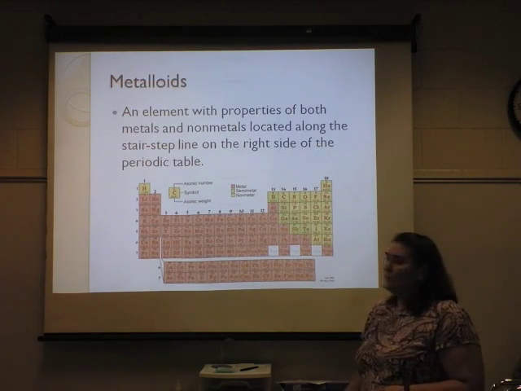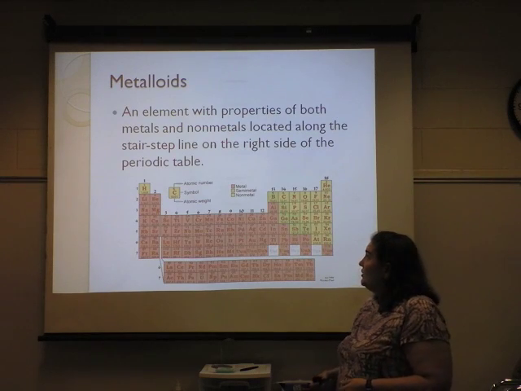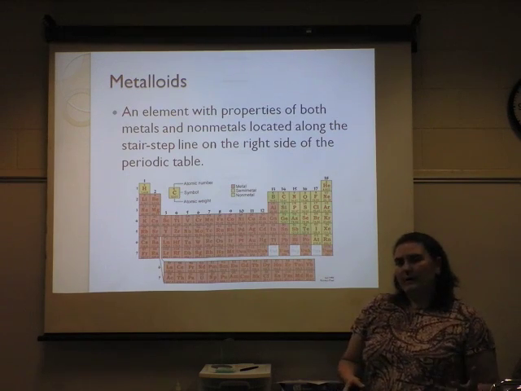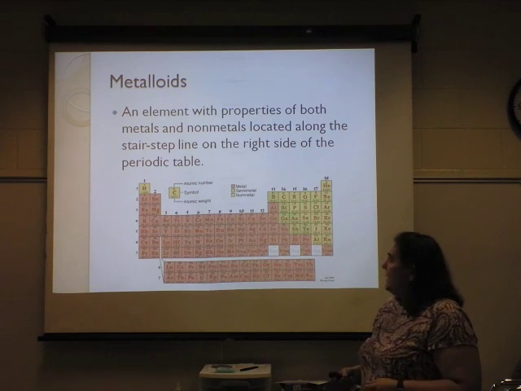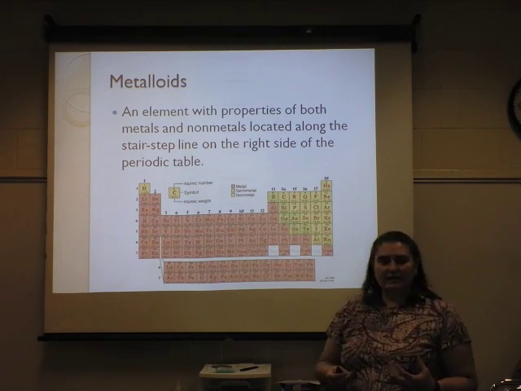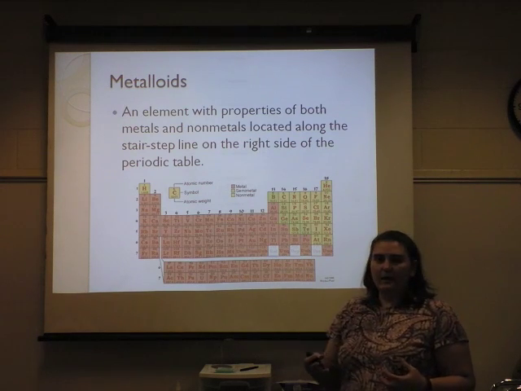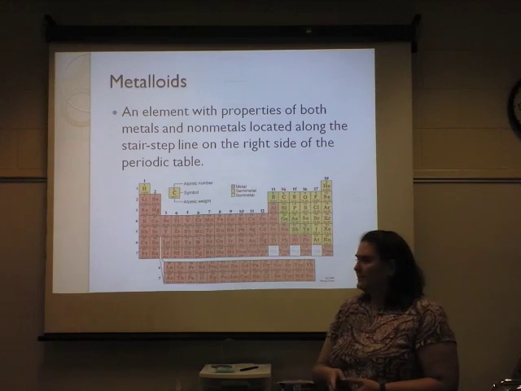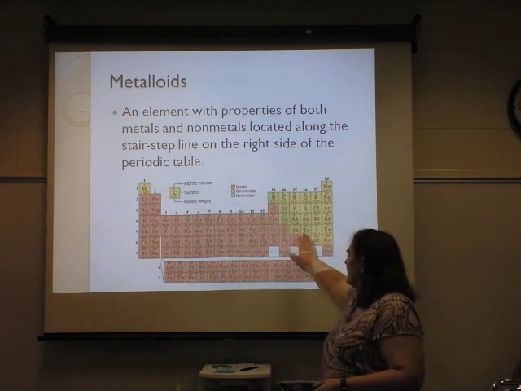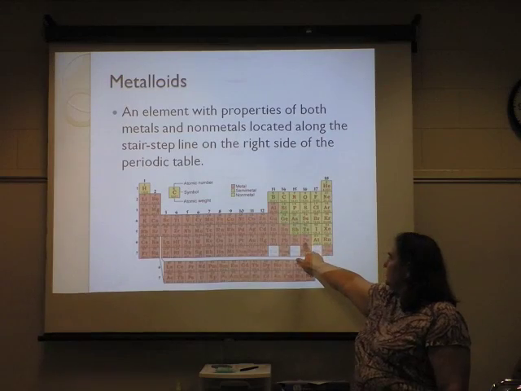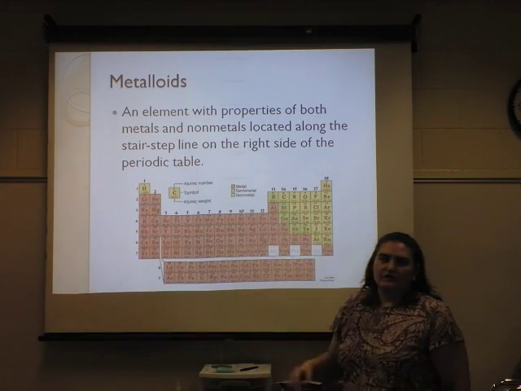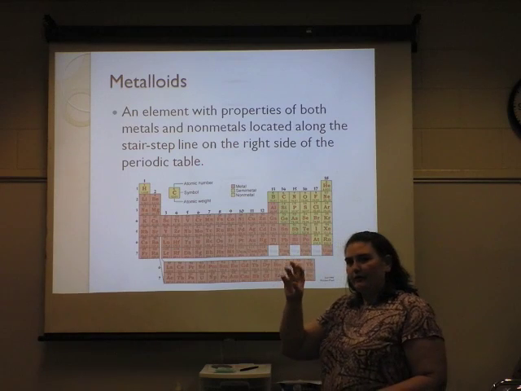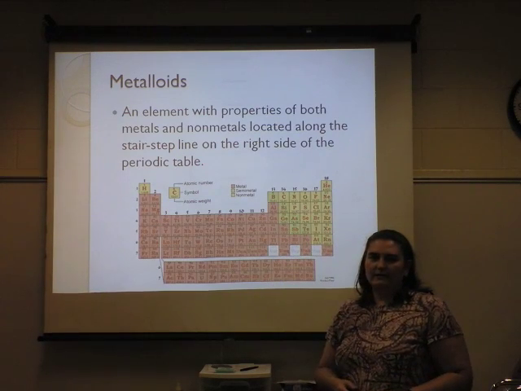And finally, we have what we call the metalloids. Metalloids are elements with properties of both metals and nonmetals, and they're located along the stair-step line and to the right of the metals on the periodic table. So our stair-step line goes along here. Metalloids also include polonium and astatine. So there's actually 8 metalloids. They are kind of in the middle of our metals and our nonmetals.